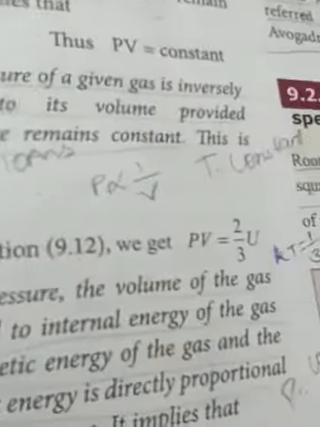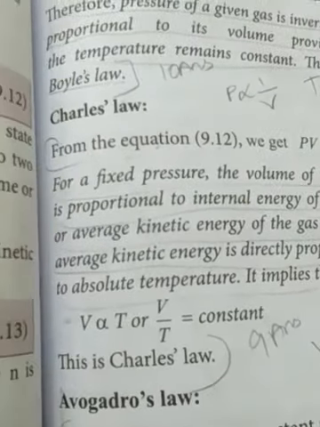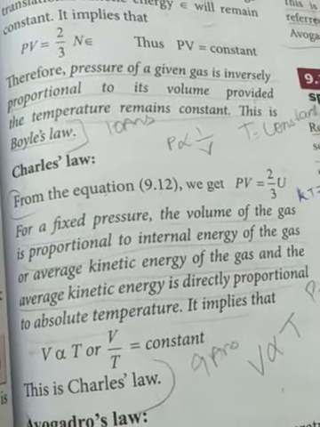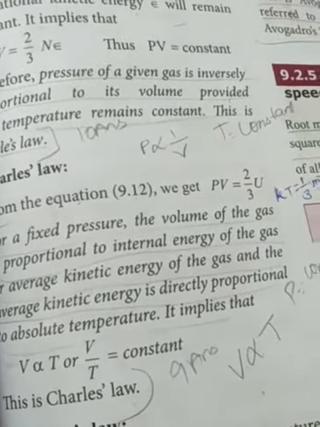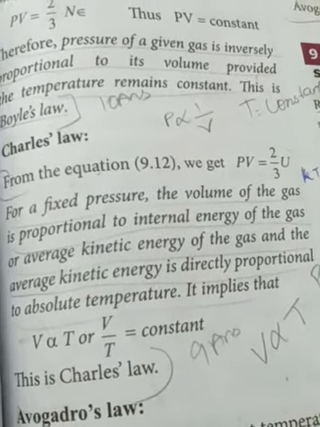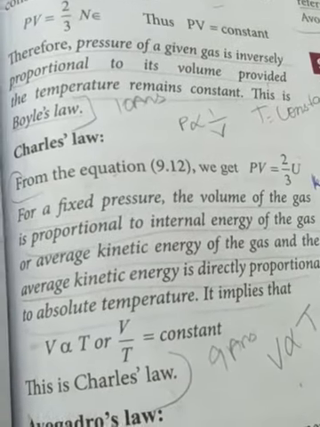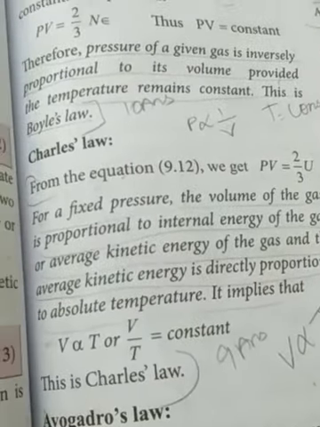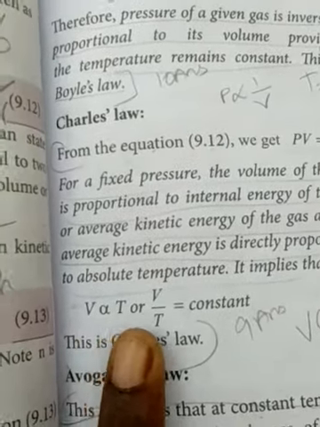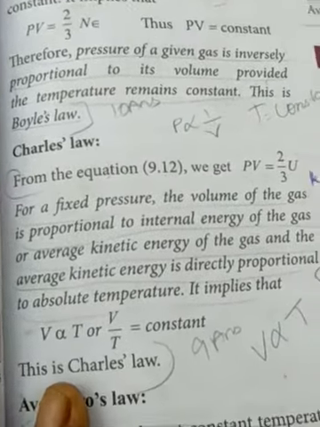Now we take the formula PV equals 2 by 3 U. For a fixed pressure, the volume of the gas is proportional to the internal energy of the gas, or the average kinetic energy of the gas, and the average kinetic energy is directly proportional to the absolute temperature. It implies that V is directly proportional to T, so we write V by T equals a constant. This is Charles's law.